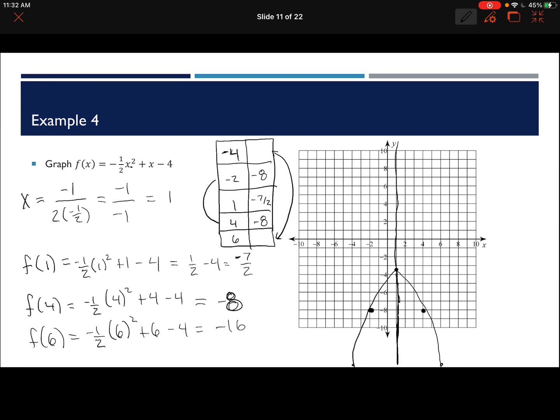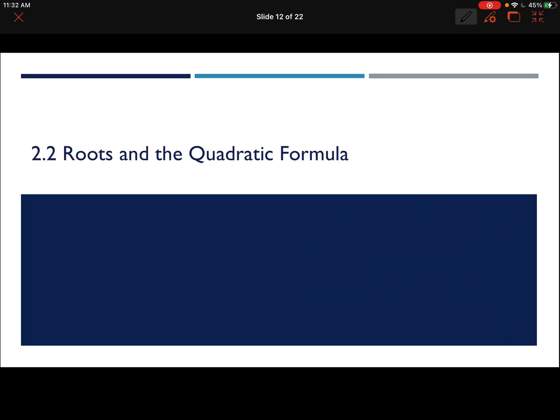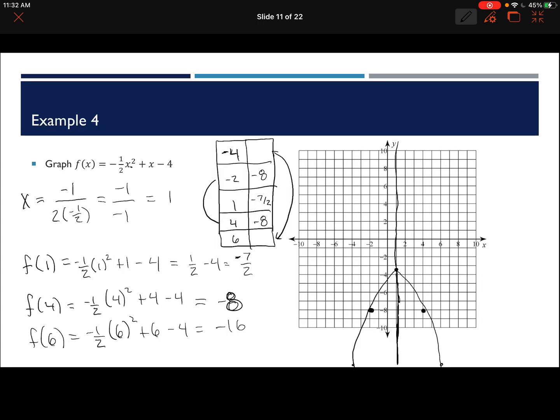All right. So that's going to conclude our video on vertex form and standard form. In the next section, we're going to talk about roots in a quadratic formula.